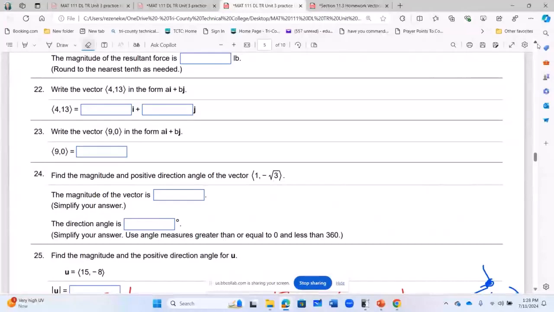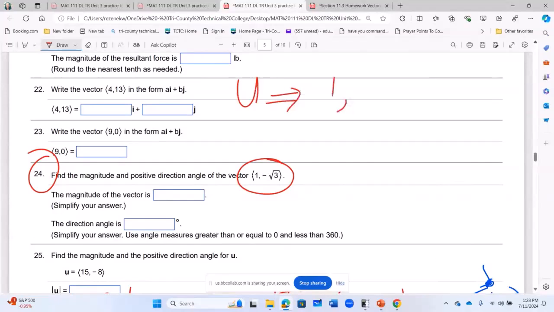Have time to get into all those. Okay, the last example on angle in positive direction, because we need to have time to do parallelogram law. Find the magnitude and positive direction of the vector. So let's name this vector u. Vector u is (1, negative square root of 3).